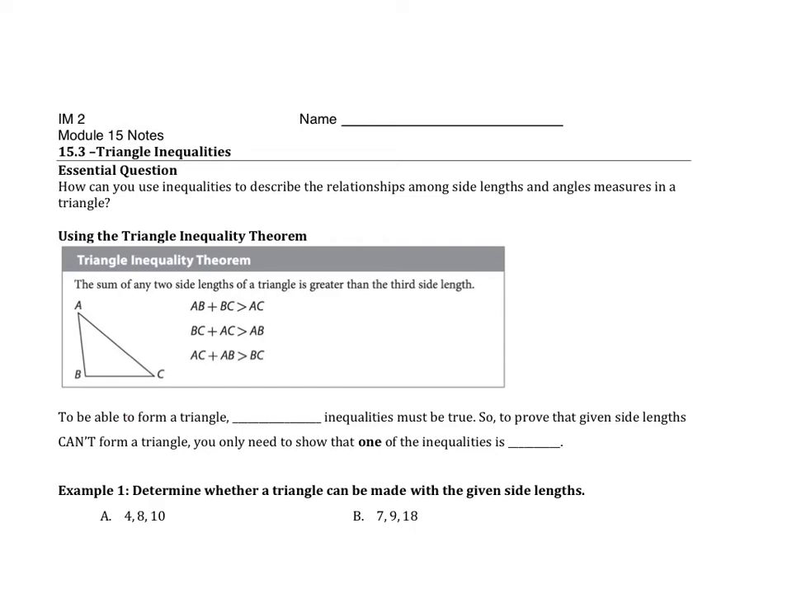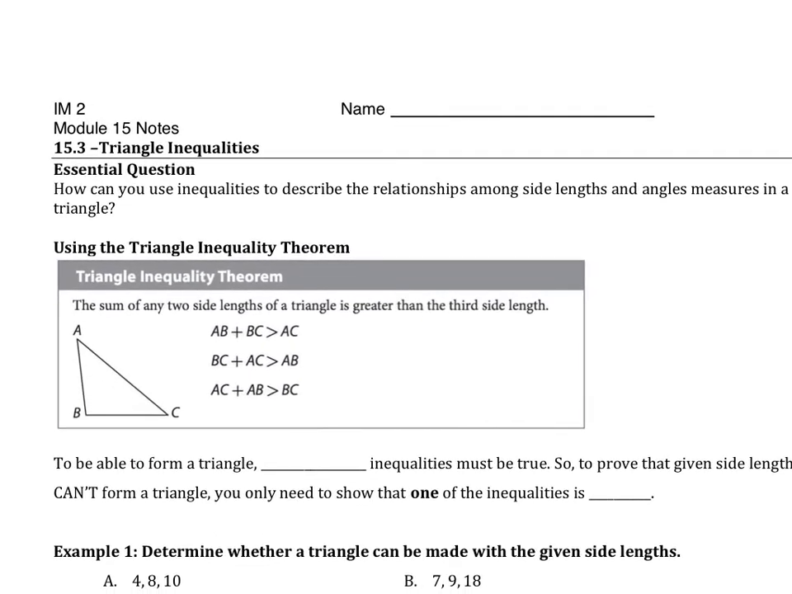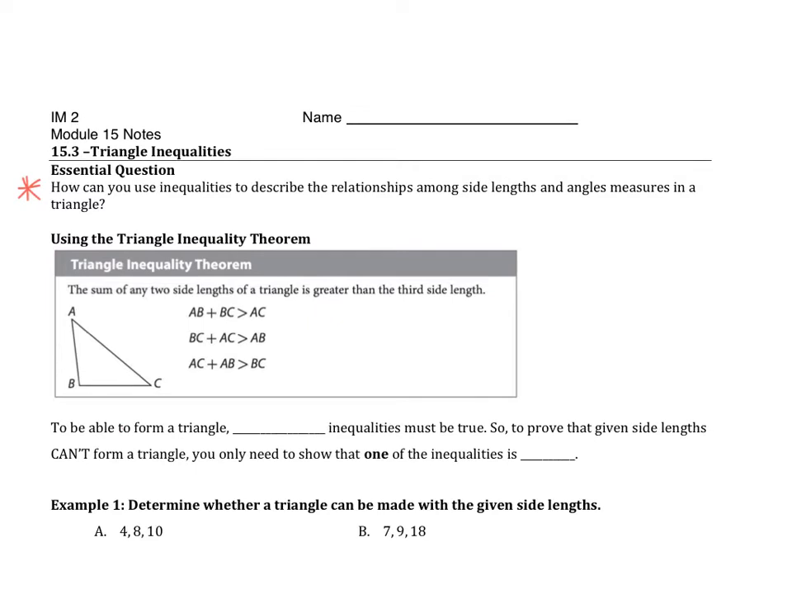So these are the notes for Module 15.3. Again, we're still talking a lot about triangles. And in this case, our central question up here at the top: how can you use triangle inequalities to describe the relationships among side lengths and angle measures in a triangle? So we're really talking about side lengths and angles and how those relate to each other within those triangles.